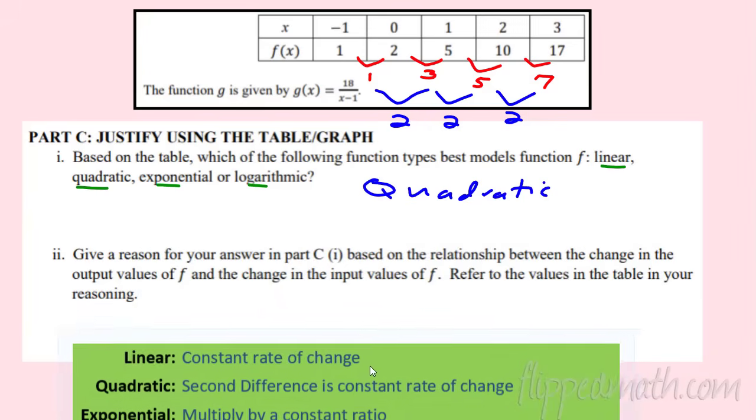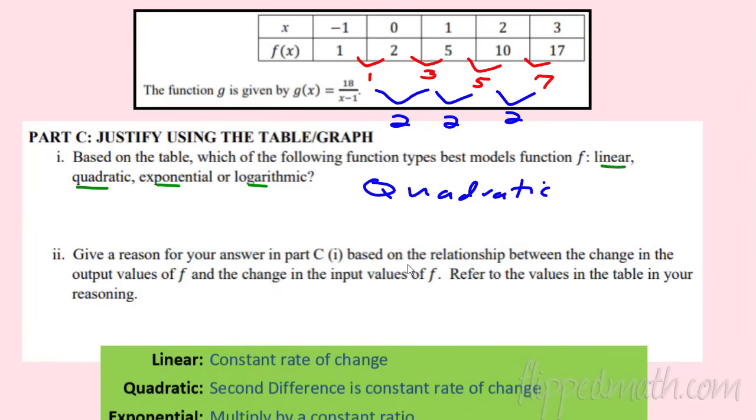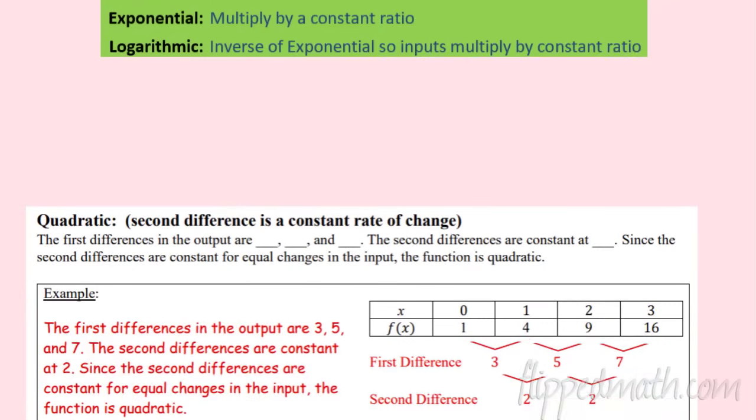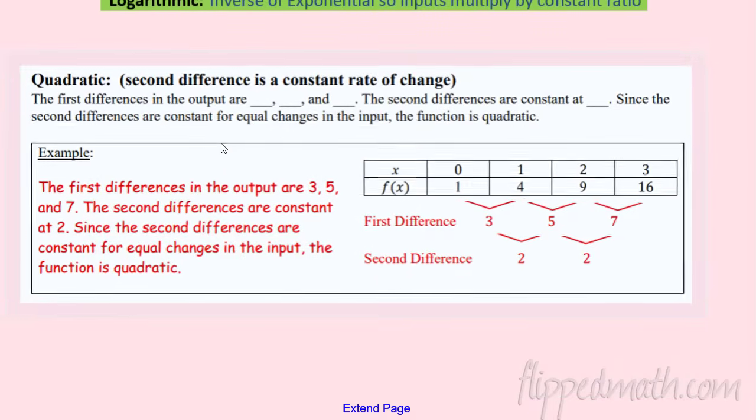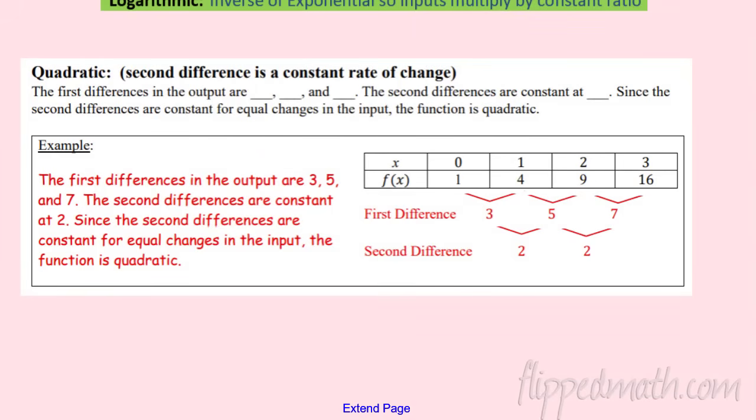Now, how do we justify that? So part 2 is going to say, tell me how the table tells you why you picked quadratic. So name it. Now, what I did for you here is I made these little sentence frames for you. You don't have to use these, but if it helps you, great. You do have to say something about the second difference being a constant rate of change. That's the key thing I'm looking for here. This little sentence frame works for anything. You just fill in the values for your problem, and that'll get you full credit for the FRQ.